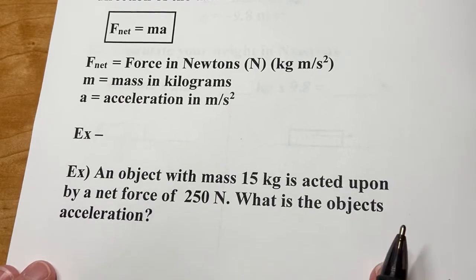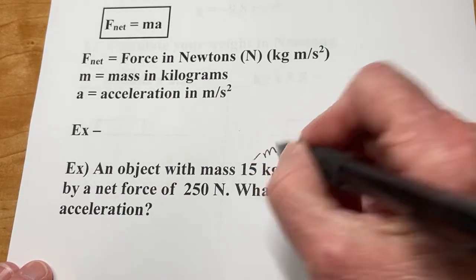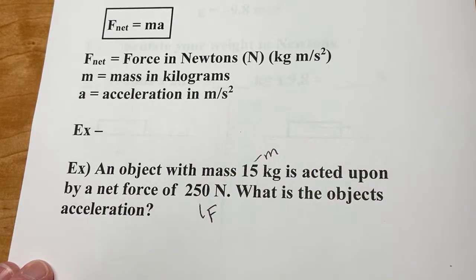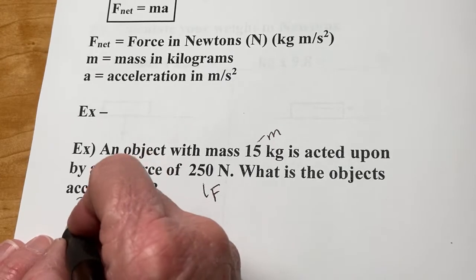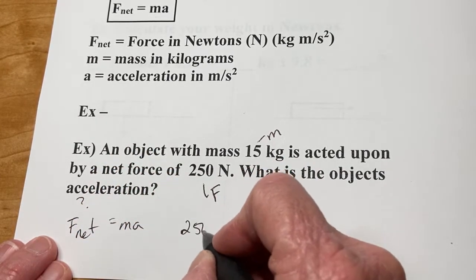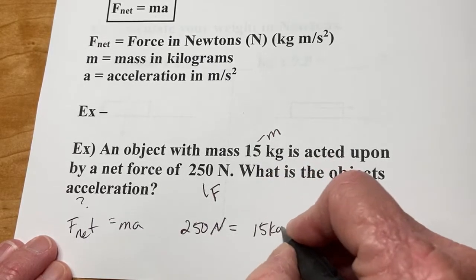Anytime there's a formula, we always do a practice. So an object with a mass, so this is your m, is acted on by a net force, so this is the force, and the question mark is the acceleration. So F net equals ma. So we have 250 newtons, I'm throwing the units in for a reason, I know we don't usually do that, equals 15 kilograms times a.